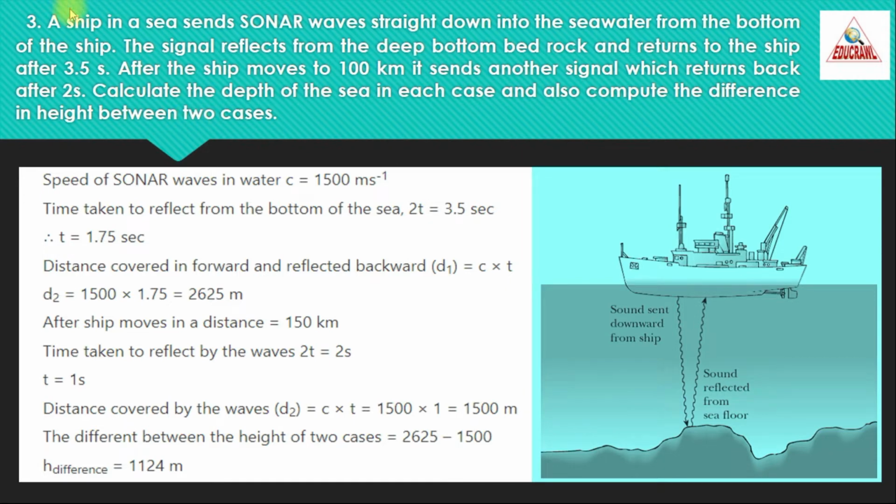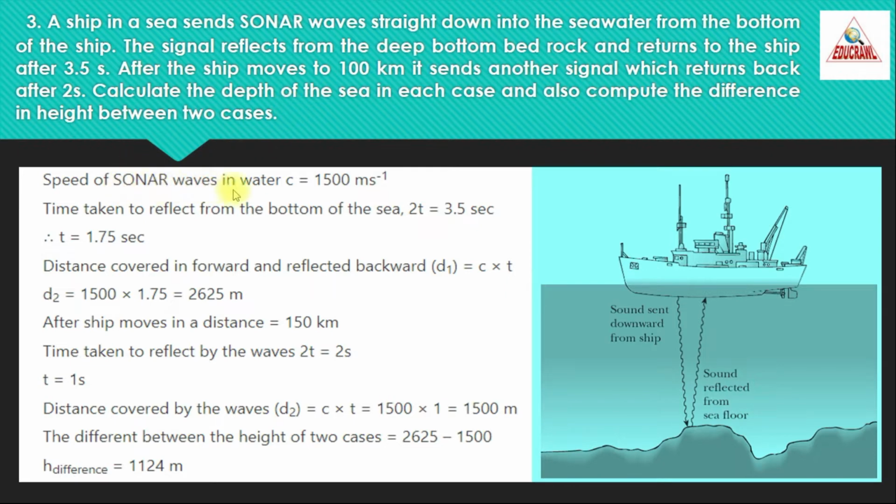Now the third problem. A ship in a sea sends sonar waves straight down into the seawater from the bottom of the ship. The signal reflects from the deep bottom bedrock and returns to the ship after 3.5 seconds. After the ship moves to 100 km, it sends another signal which returns back after 2 seconds. Calculate the depth of the sea in each case and also compute the difference in height between two cases.